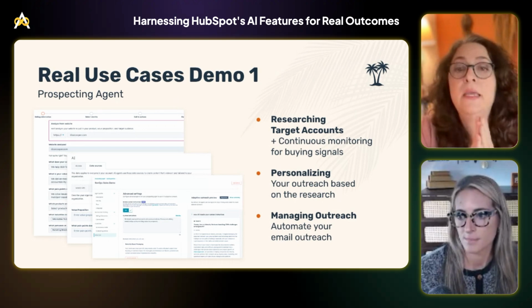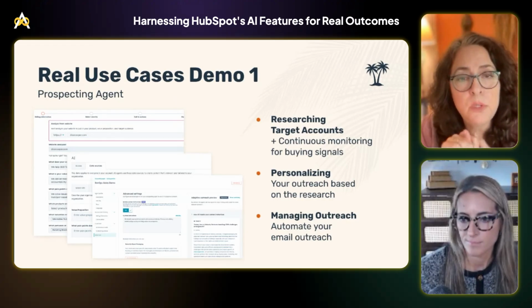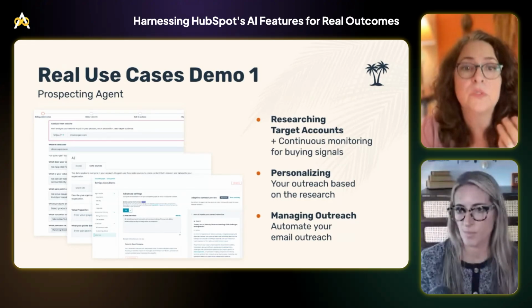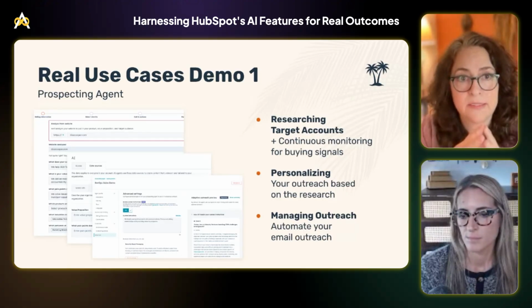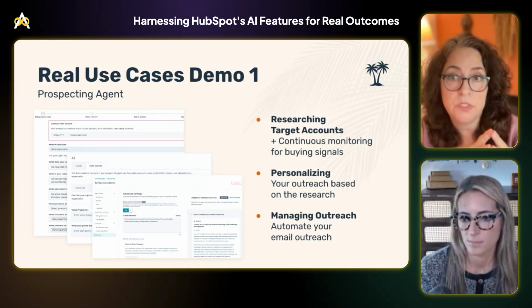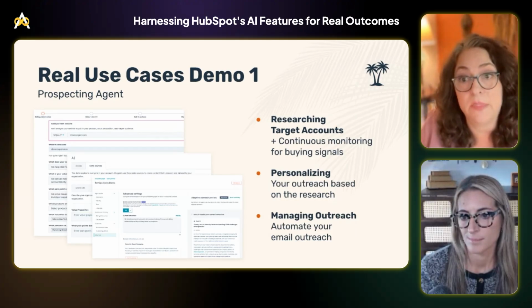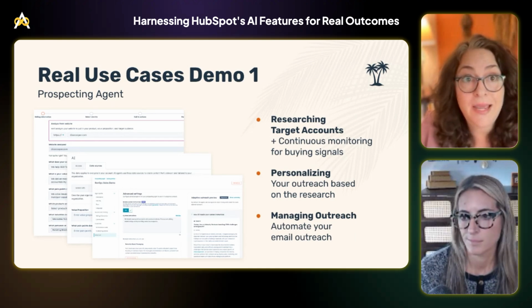But before we get into that, the 3 big things that it helps you to do and automate is, number 1, researching certain accounts. So not only do you get instant research, but it can also continuously monitor for buying signals so that you can keep powering your outreach, right? It then personalizes your outreach based on that research, and it helps you automate and manage your email outreach. It also has multilingual support, which is currently in beta, so that's coming soon, analytics. And yeah, let's look at how it would work.